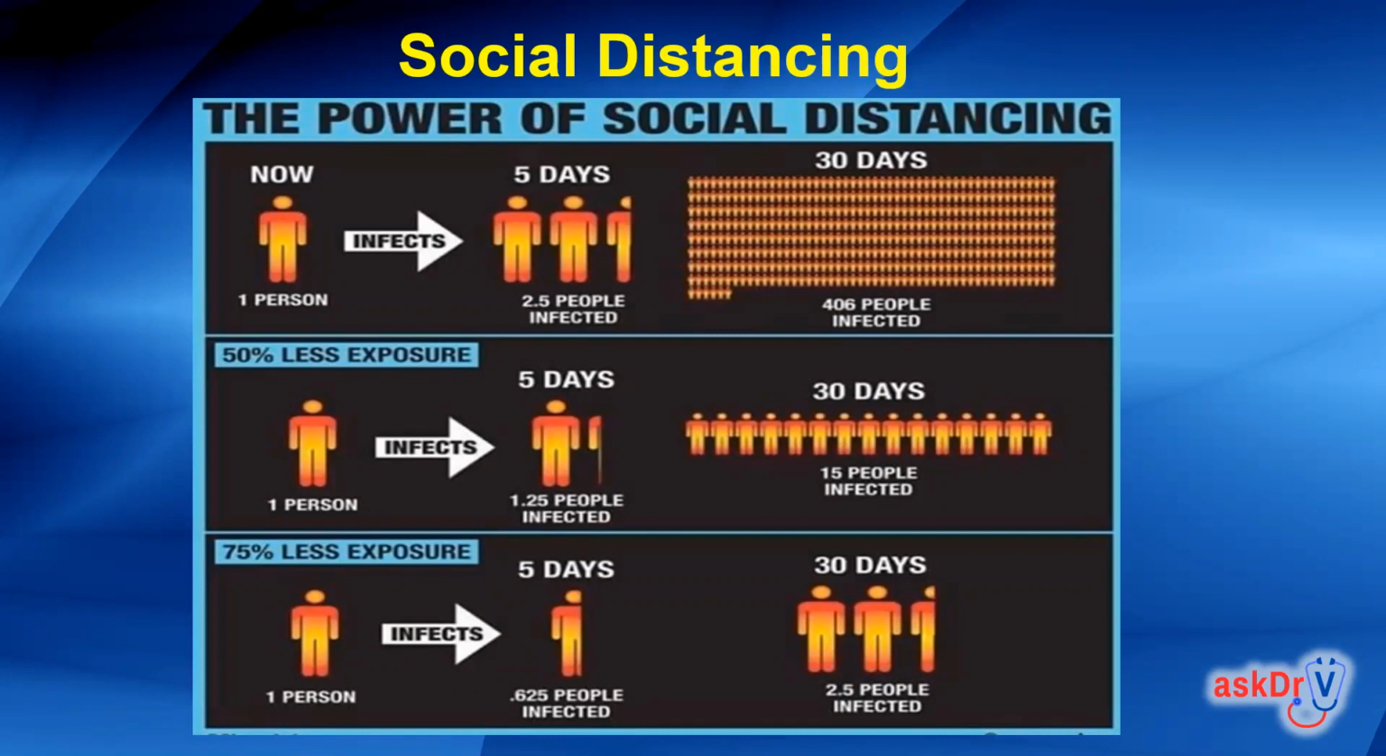75% less exposure, which is essentially where we are now. One person in 5 days only infects 0.625 and then 2.5 people in 30 days. So this is why we're doing what we're doing.